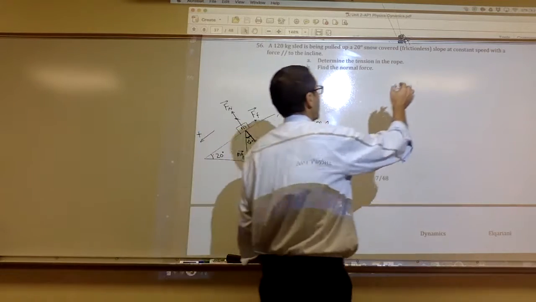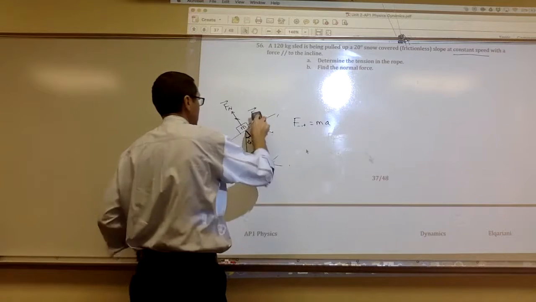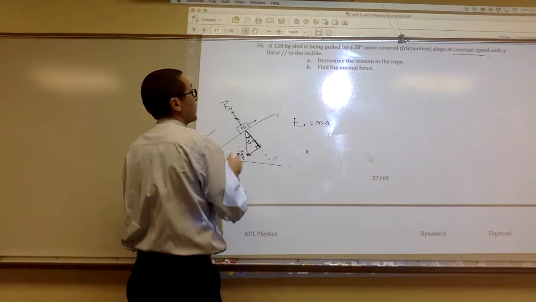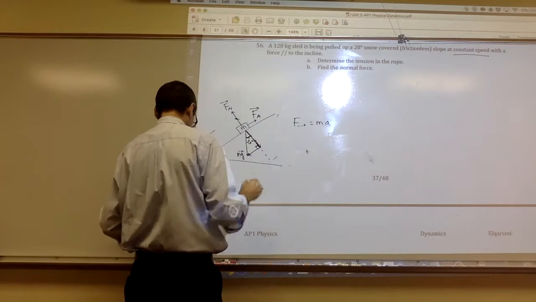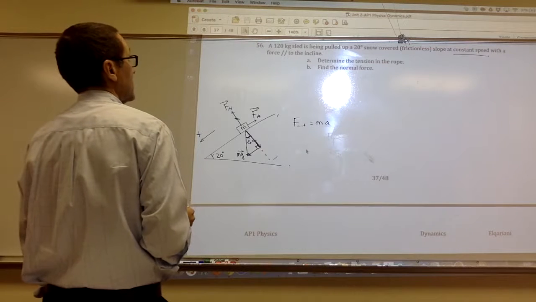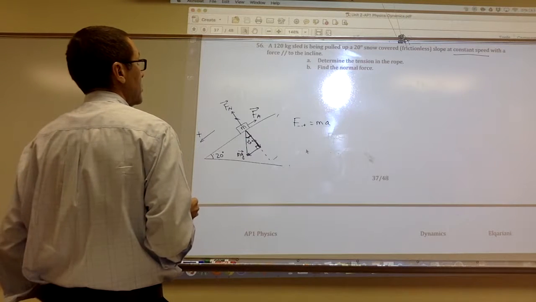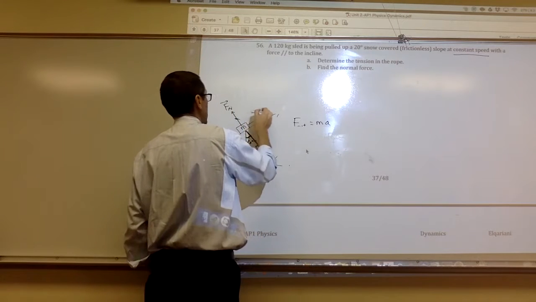So a couple of things we have to pay attention to here. We're going at a constant speed, which means no acceleration, and we're pulling with a force F applied, or you can call it tension, or you can call it whatever. Because if you're pulling with a rope, you probably can call it tension. Determine the tension in the rope. So maybe since it's talking about tension, I'll just change this and I'll call it tension.